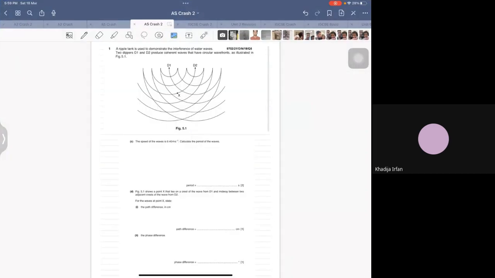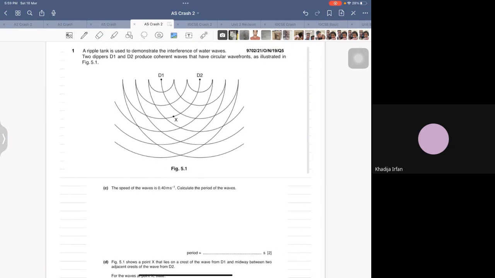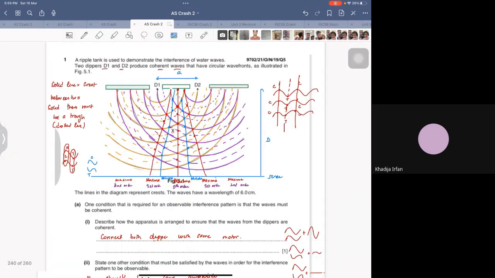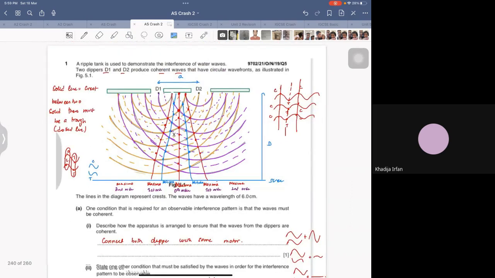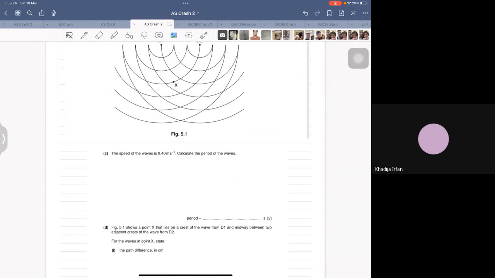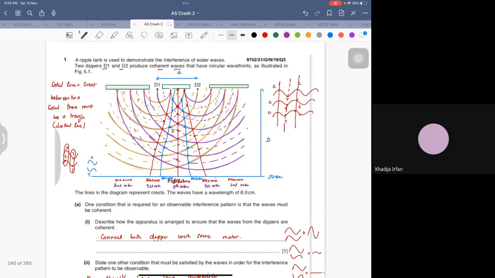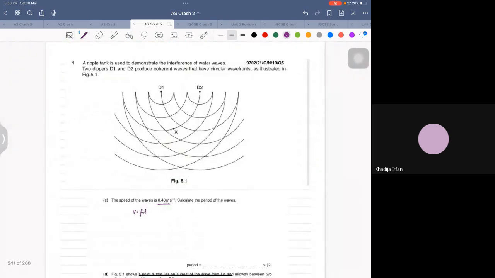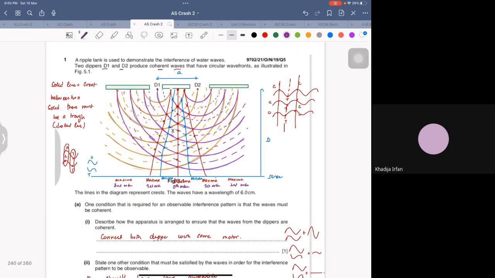Anyway, part C of this question says the speed of the wave is this, calculate the period of the waves. When you have this sort of question where you want to find the period of the wave, obviously you need the frequency, because we need to use v = fλ. I don't think they've given the frequency anywhere in this question. Usually they have a similar figure, or it's up to the scale, so you can measure it using your scale and find it.